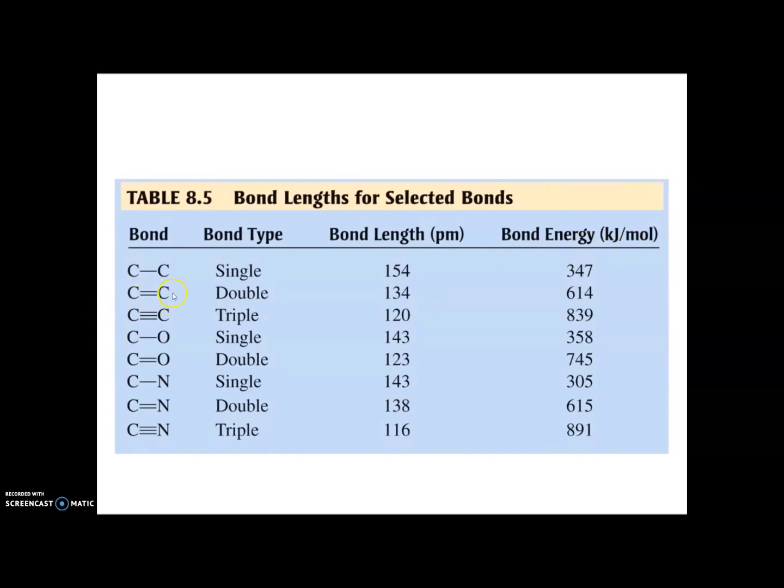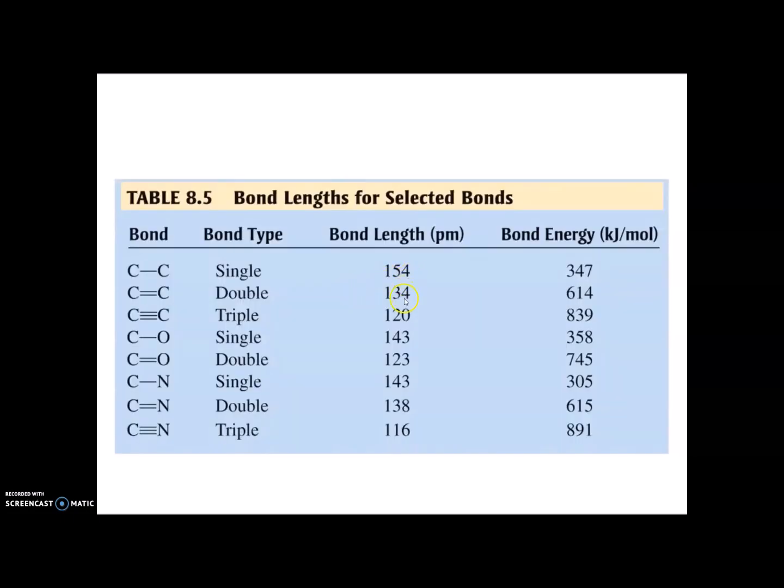Compare that to a carbon to carbon double bond. Well, the bond length is shorter, 134 picometers as compared to 154 for the single bond, and the bond energy is higher, 614 kilojoules per mole. What about a triple bond? Carbon to carbon triple bond. Aha! Bond length is even shorter.